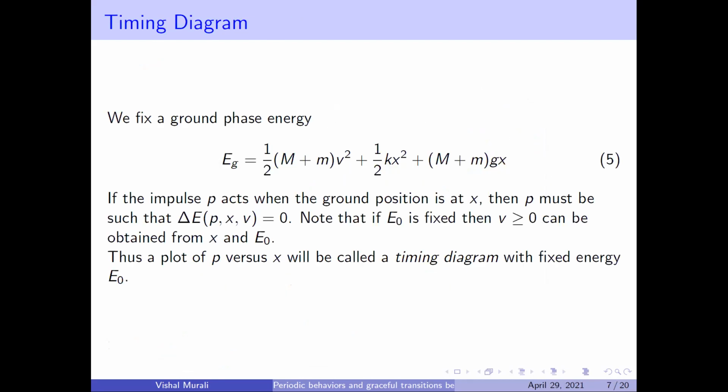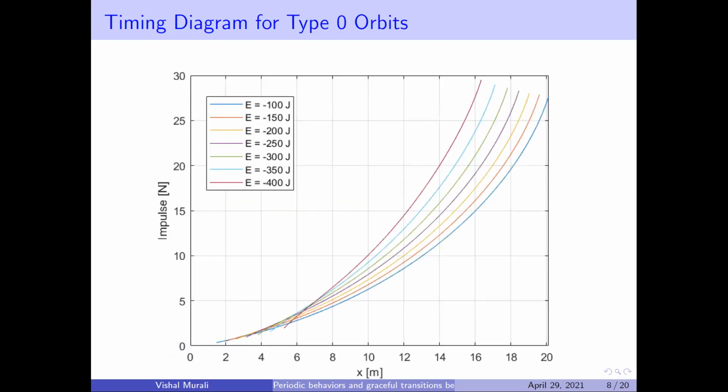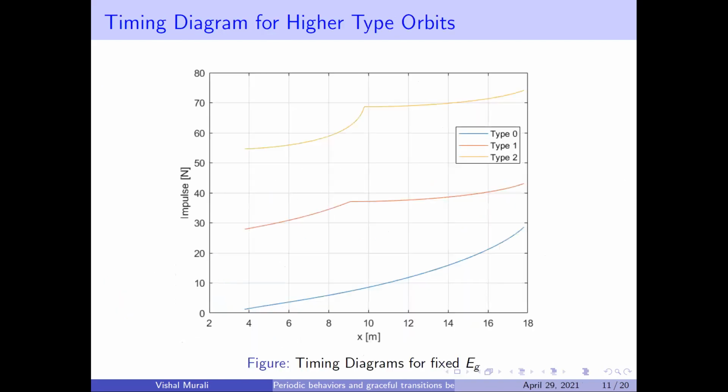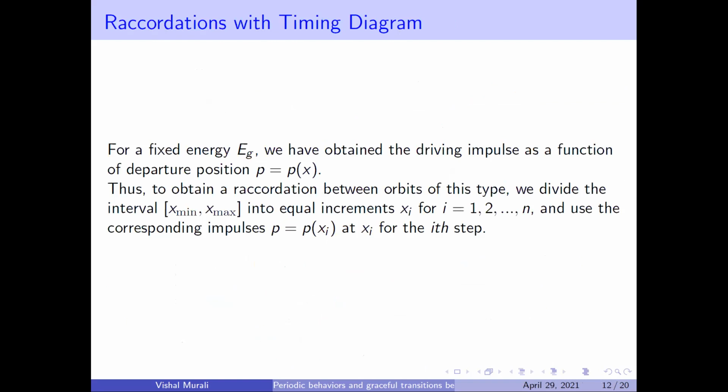So we can actually plot this in terms of a timing diagram. For x versus impulses, this is what we would get for different periodic orbits. So this is for a type 0 orbit, we can get a timing diagram. And for higher orbits, this is how the timing diagram would be. So there would be a type 1, and then there would be a type 2 periodic orbit. So for a higher timing diagram.